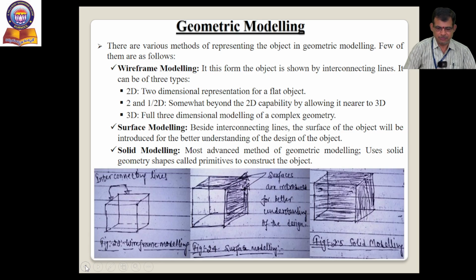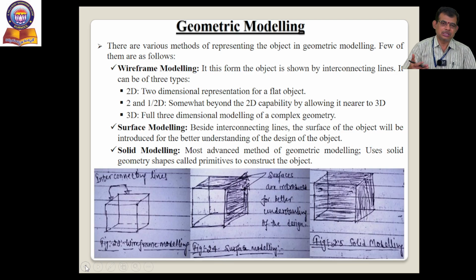In the first diagram, that is the wireframe modeling, the object is created by interconnected lines only. Whereas the second diagram is called surface modeling. Surfaces are introduced for better understanding of the image. So besides interconnecting lines, the surface of the object is introduced for a better understanding of the design of the object. That is surface modeling. Still, solid information is not added here.